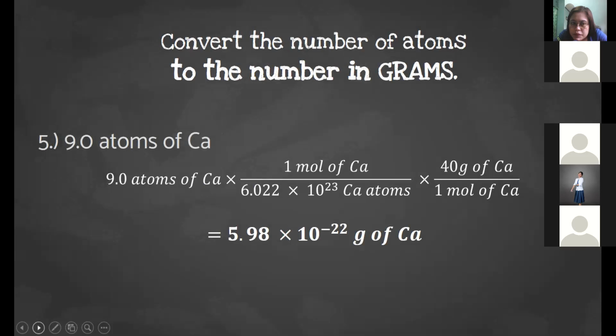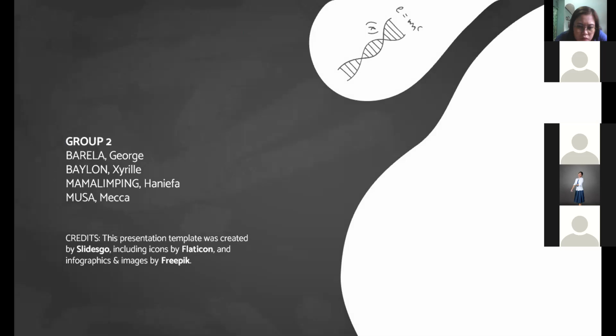So the last number is 9.0 atoms of calcium. We convert it from atoms into grams by multiplying by 1 mole of calcium divided by 6.022 times 10 to the power of 23 calcium atoms times 40 grams of calcium divided by 1 mole of calcium, which is equal to 5.98 times 10 to the power of negative 22 grams of calcium. That's all. Thank you.